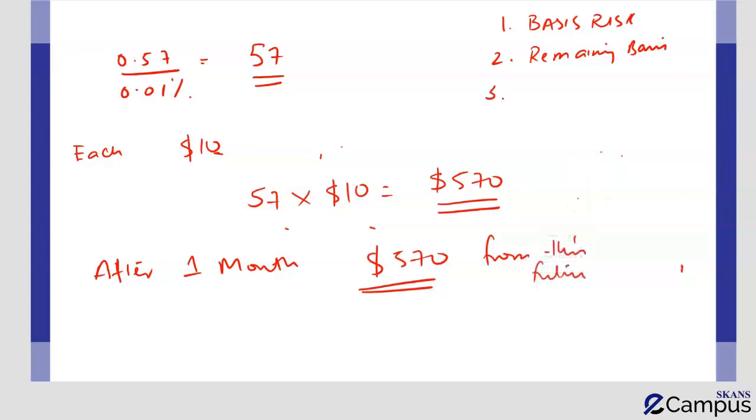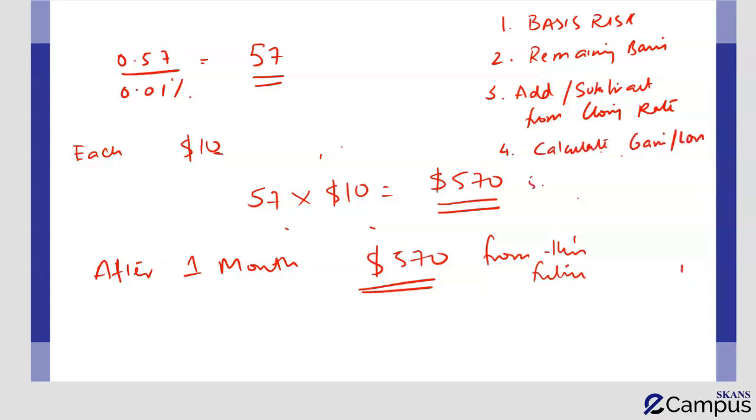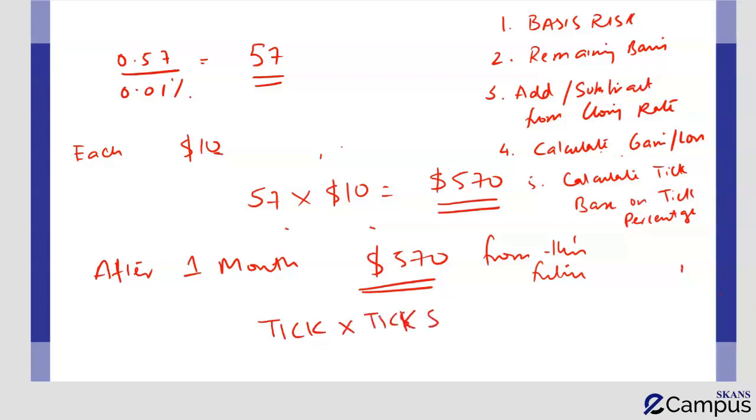Then you add or subtract the remaining basis from the closing rate. After that, you calculate the gain or loss. After that, you calculate the tick value based on tick percentage. And after that, you calculate the gain value, which is the number of ticks into tick dollar amount into the number of contracts. So in our case, we had just entered only one contract. As a result, we wrote 57 into $10 into 1, which is $570.